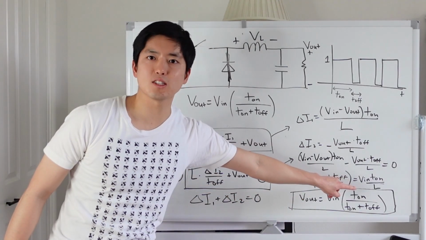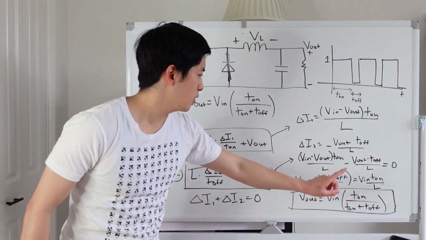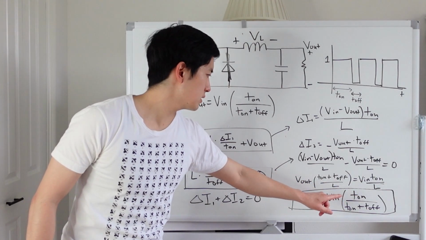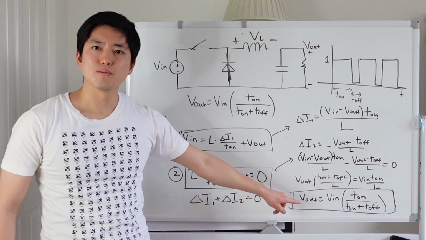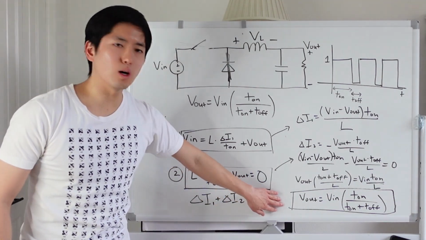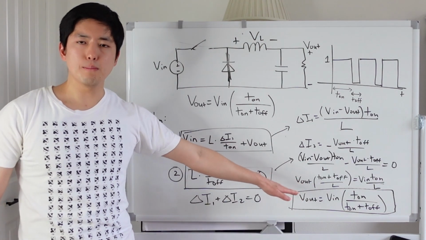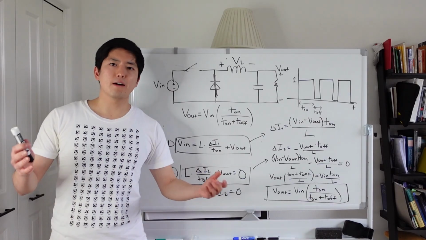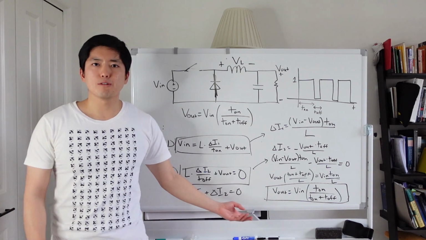Notice the inductance canceled out here. But we have V out is equal to V in times the duty cycle, T on over T on plus T off. Okay? So we have just solved for the output voltage as a function of the input voltage and the duty cycle. So there you have it. This is the derivation for the equation of a buck converter, which is a type of switching regulator.